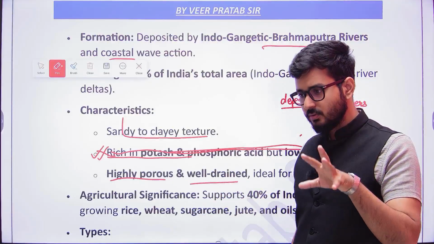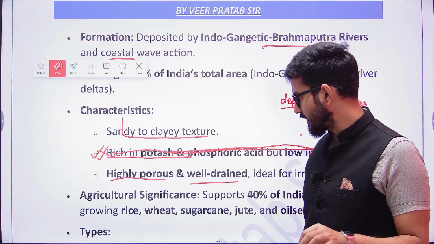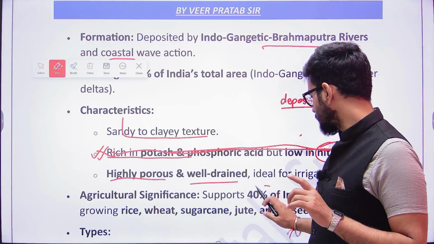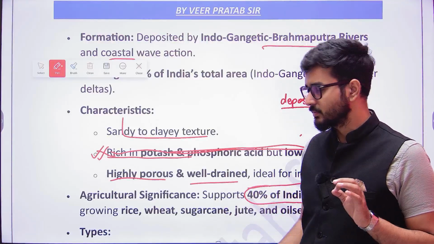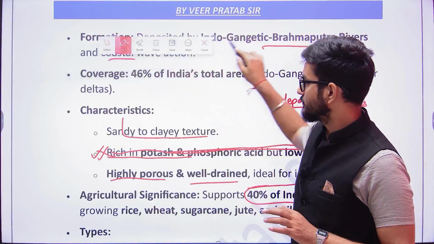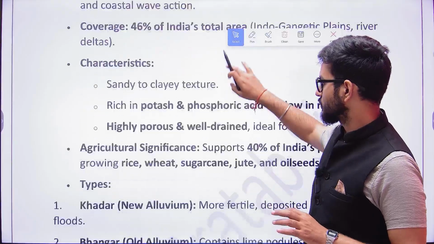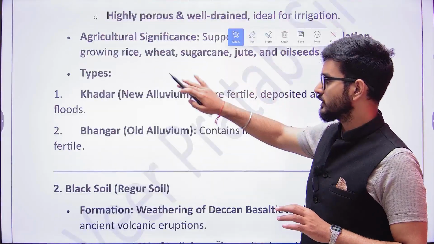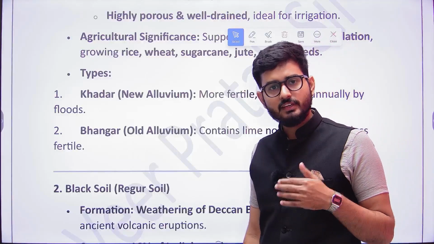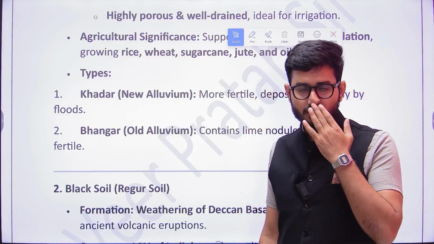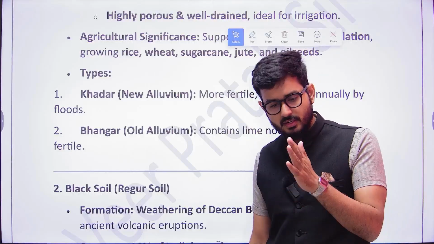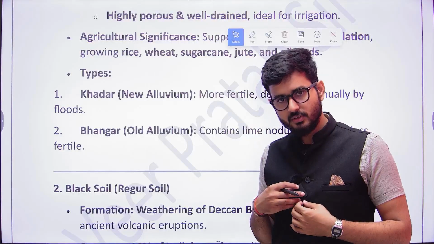This means if water is there on the soil above, since it is highly porous, it is going to go down. Here it is going to support 40% of India's population, because the majority of the crops are grown in this particular soil. Now, another aspect is that there are two types of alluvial soils. The alluvial soils are created through river deposits, as I have already told you. So the river has deposited a particular soil.